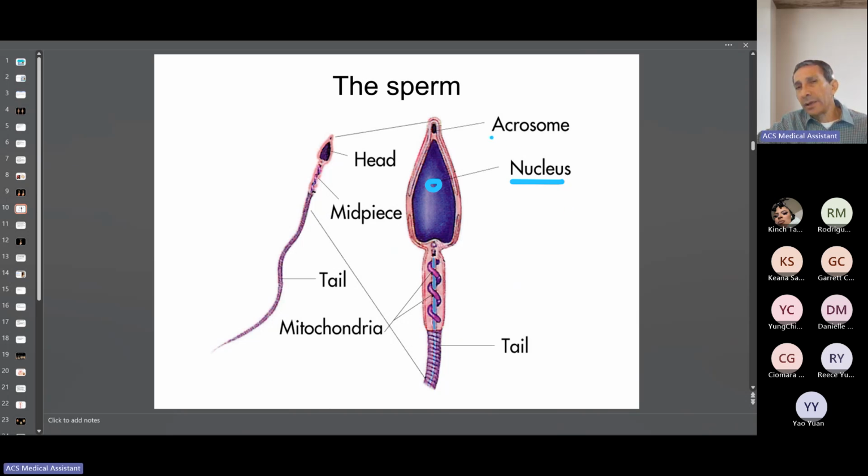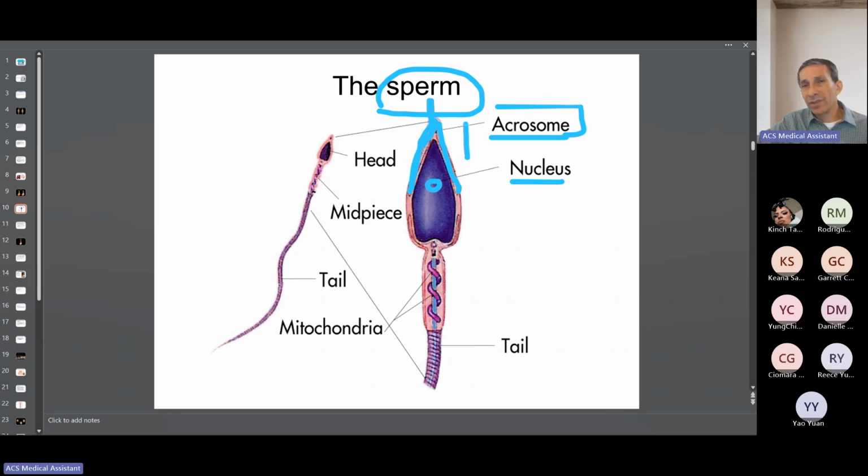Now, it says right here, acrosome. So what is exactly acrosome? Acrosome is a substance, let's put it that way, a chemical that is right here within the head of the sperm. And what is this acrosome good for? When the sperm meets the egg, this acrosome is going to be activated and it's going to break the cell of the egg so it can go inside. Without acrosome, a sperm is not good. It doesn't work.